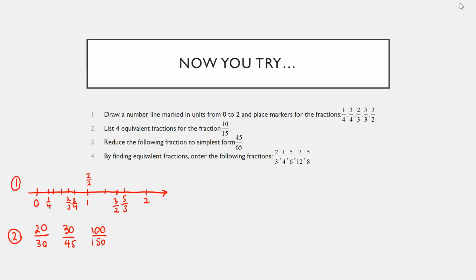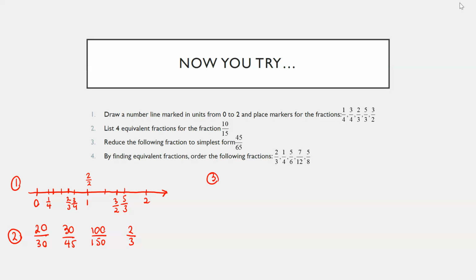I could also divide by the highest common factor, which is 5, to give me 2 over 3. So there are 4 possible equivalent fractions. Notice that you might have had other ones. For example, you might have multiplied both numbers by 5 or by 1,000.